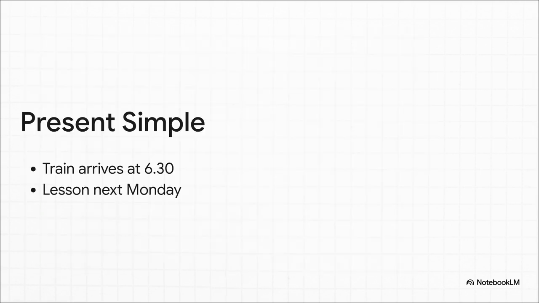Let's look at some examples. The train arrives at 6:30 in the morning. We have a lesson next Monday. The holidays start next week. What do all these have in common? Well, none of these events can be easily changed just by you wishing for it, right? You can't just decide the train is going to wait for you. It's a schedule. It's a hard fact. Therefore, we use the present simple.